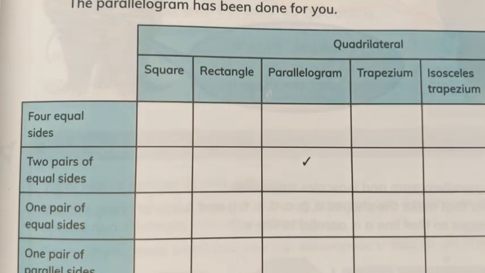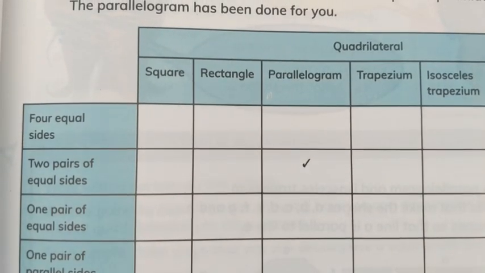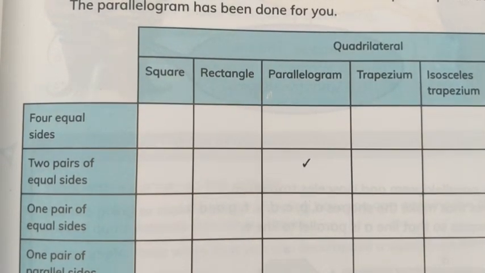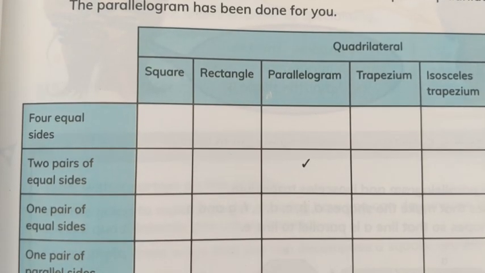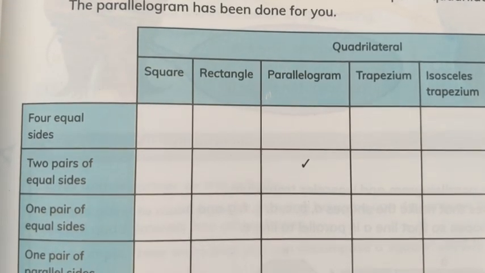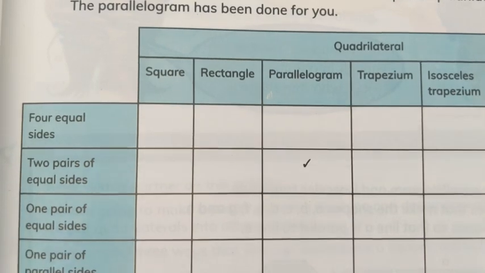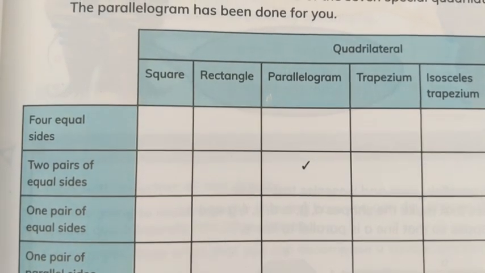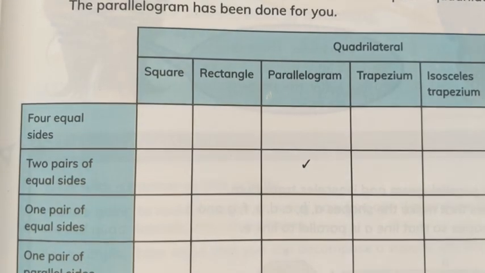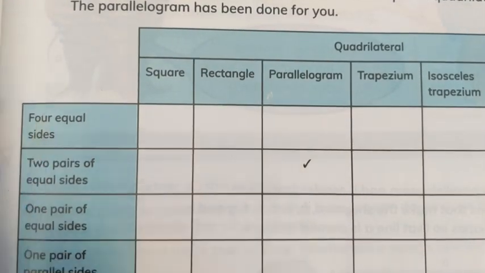Now we'll try to understand all these quadrilaterals with the characteristics they all possess. So open up page number 69. We are provided with some of the quadrilaterals here, along with the characteristics written here. We are going to figure out which characteristics are found in which quadrilaterals. Starting from the first one, four equal sides.